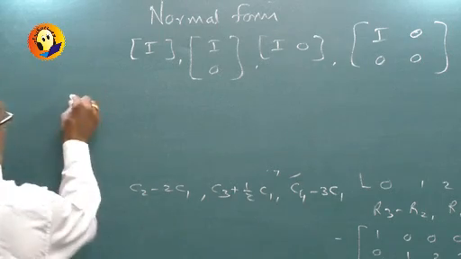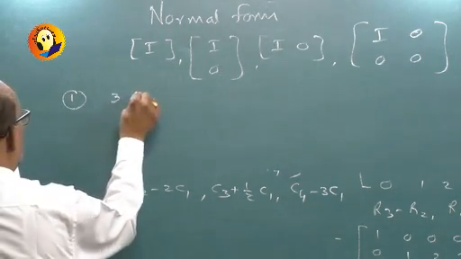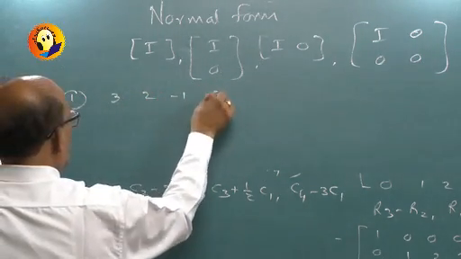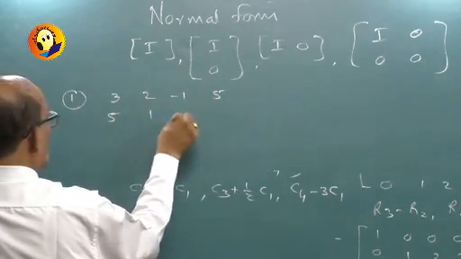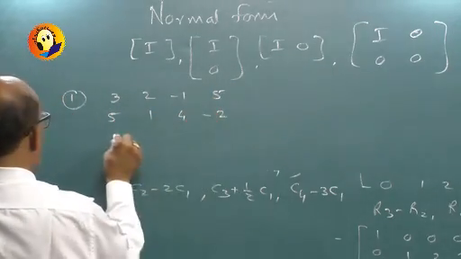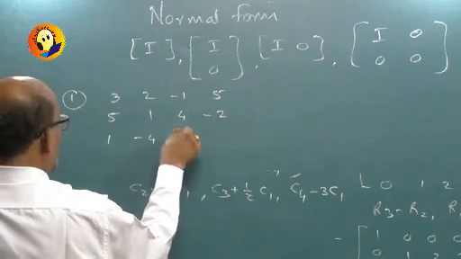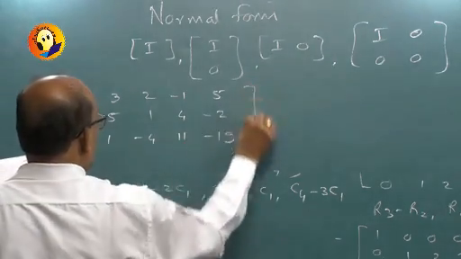Yeah, first problem is 3 2 minus 1 5, 5 1 4 minus 2, 1 minus 4 11 minus 19.